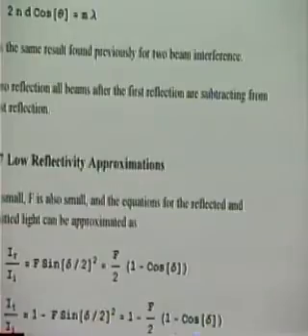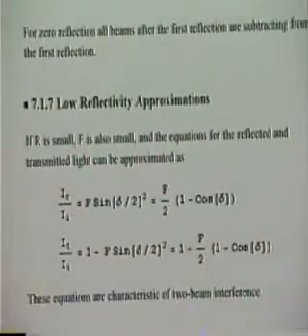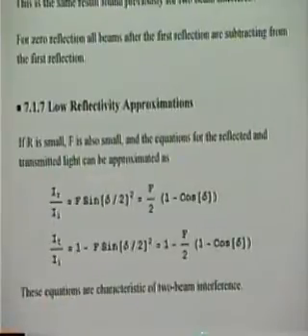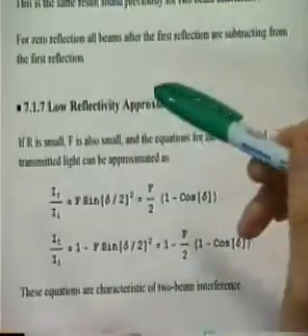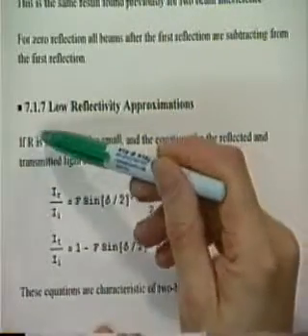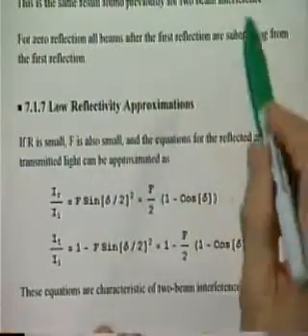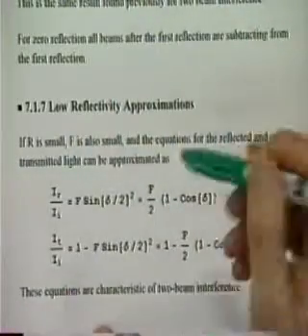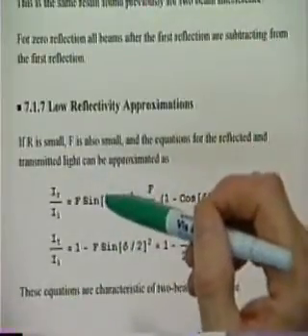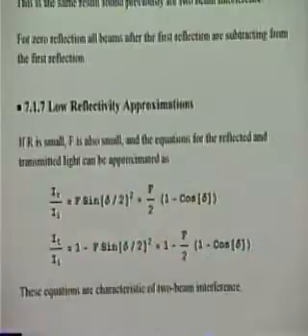Section 7.1.7, low reflectivity approximations. Well, the question is, what happens if we have low reflectivity? And you could probably guess the answer already. We've kind of seen it in our plots, in fact, that if R is small, then F will be small, and the equations for the reflected and transmitted light, you can simplify them.